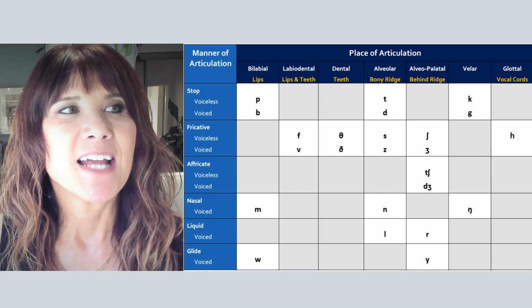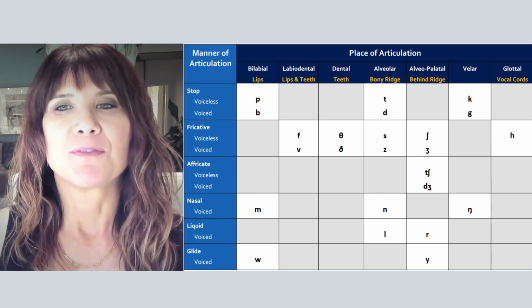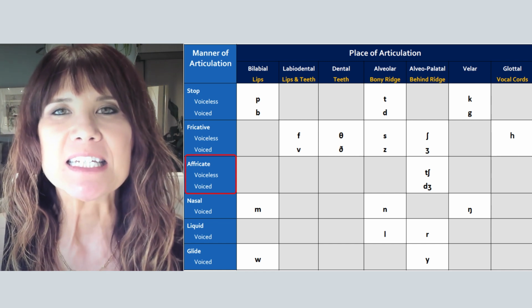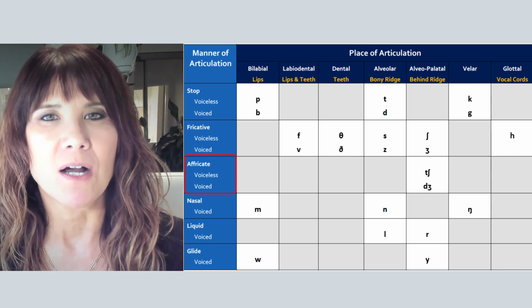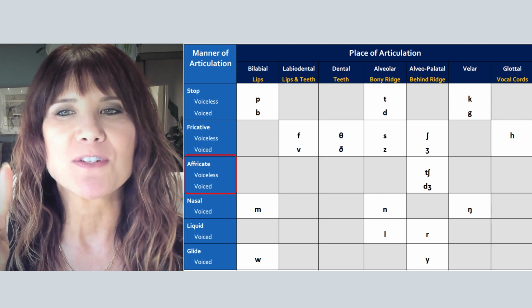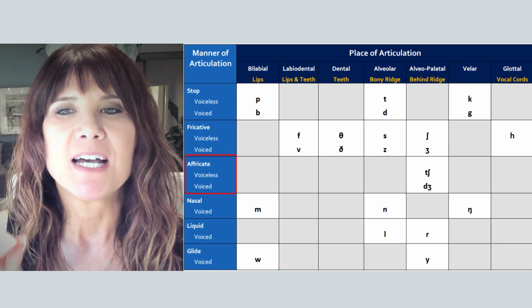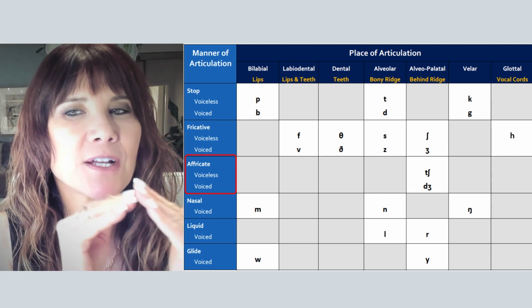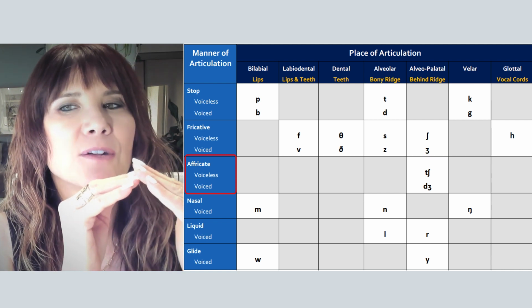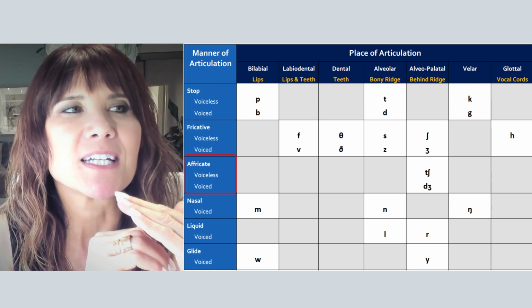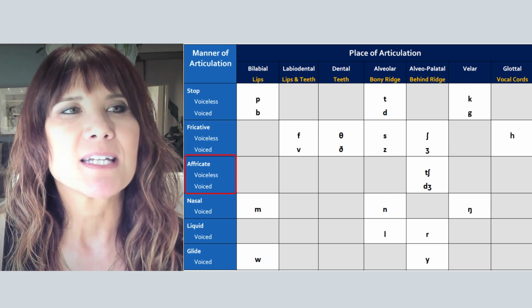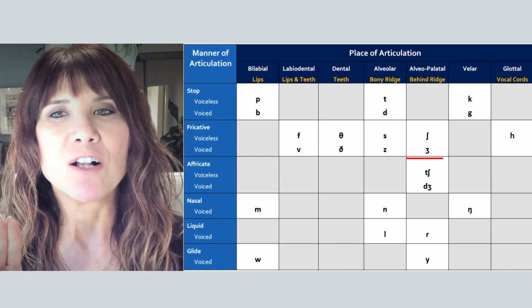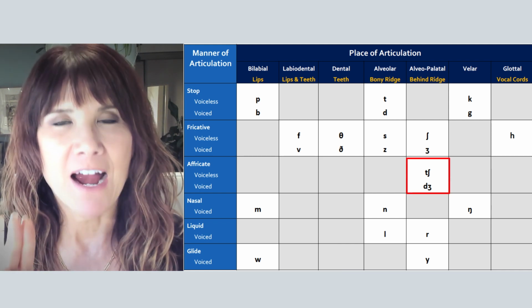Okay, now let's move. We've done stops, we've done fricatives. We're going to move on to affricates. Affricates are complex consonant sounds. So they consist of sort of two things. First, stop, and then fricative. So you're going to make a stop, you're going to stop the air, and then you're going to release it into a fricative. Okay, so we only have one set, and it's the alveopalatal affricates.